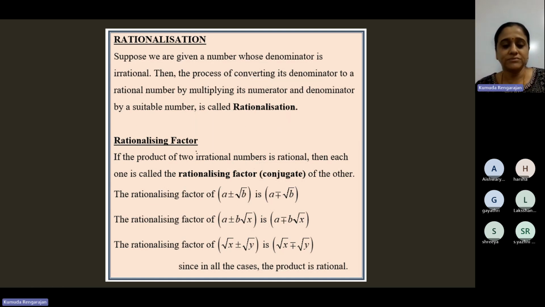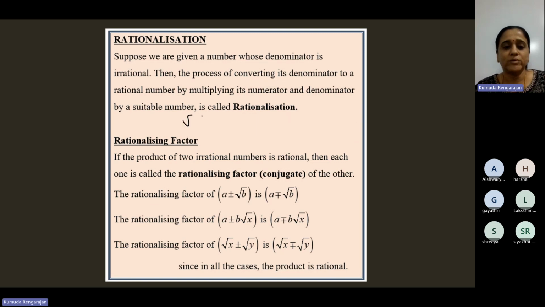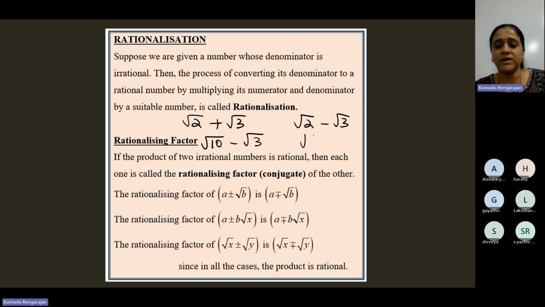And the last one, root x plus or minus root y. The rationalizing factor of root x plus or minus root y is root x minus or plus root y. All right. So example, supposing root 2 plus root 3. The rationalizing factor is root 2 minus root 3. If it's root 10 minus root 3, then it will be root 10 plus root 3. All right.